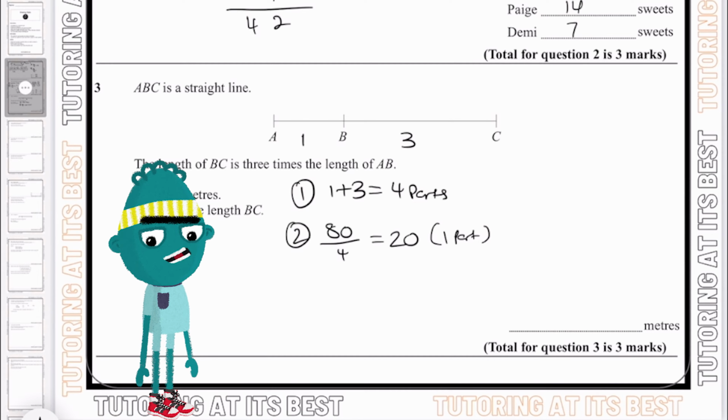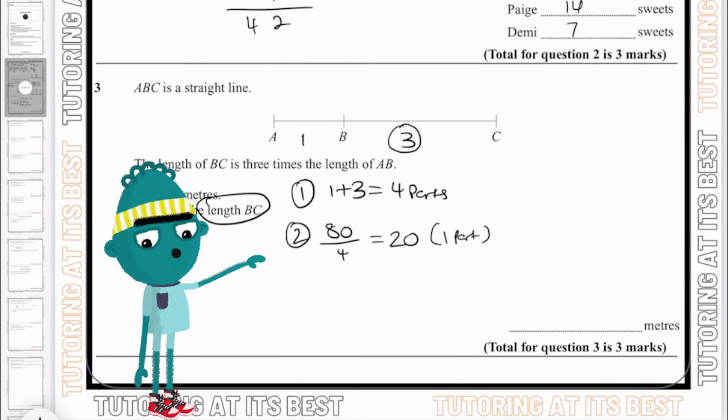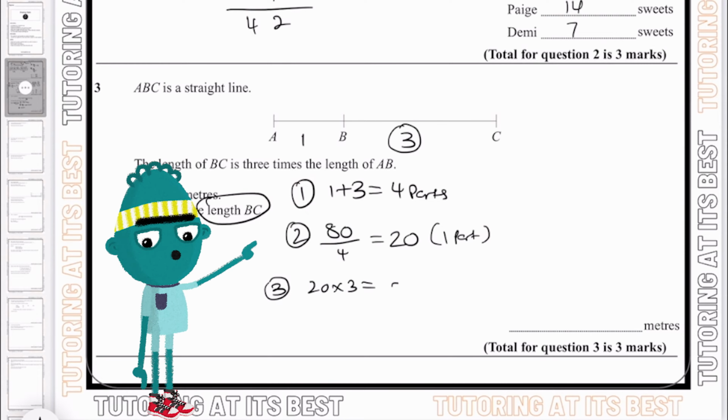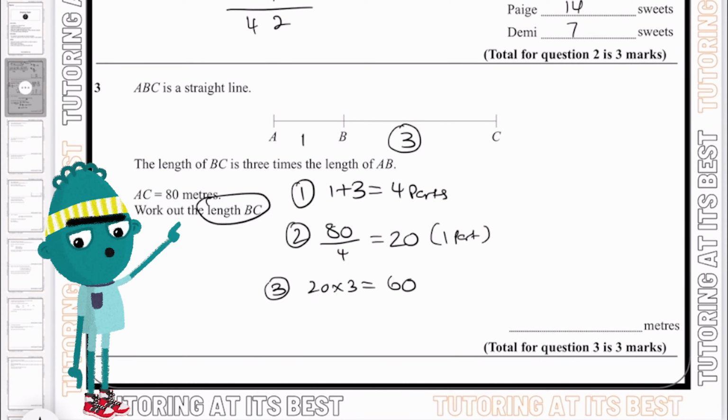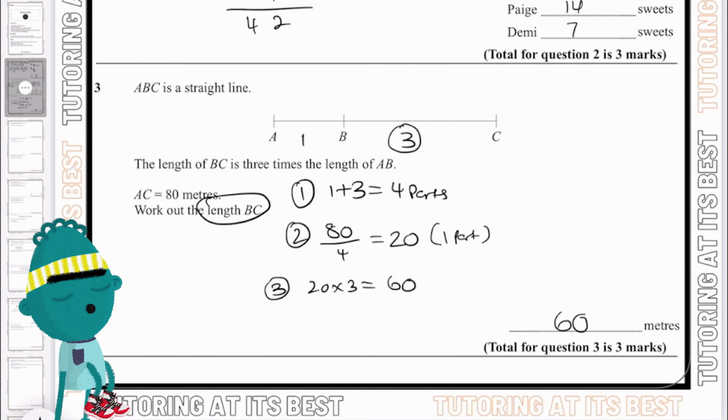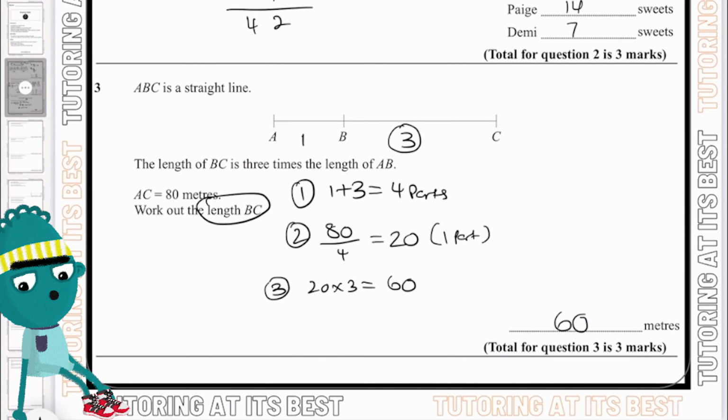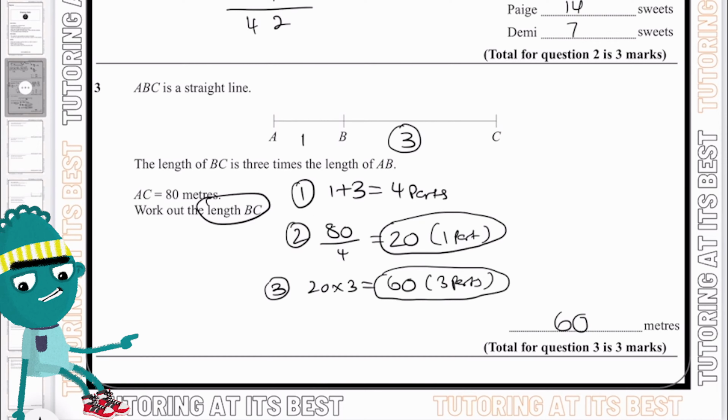And because they're asking us to work out the length of B to C, which we know is 3, we can simply go ahead and multiply 20 by 3, which gives us 60. So now we know B to C is 60 meters long. And again, to check it out once more, we know 20 is 1 part and 60 is 3 parts. If we go ahead and add that together, that gives us 80 in total.